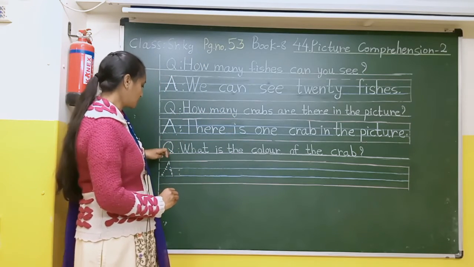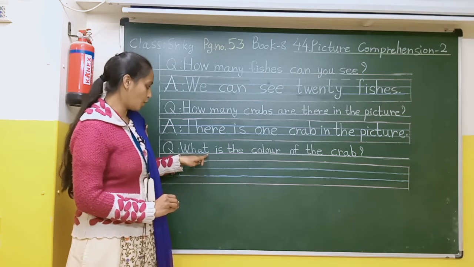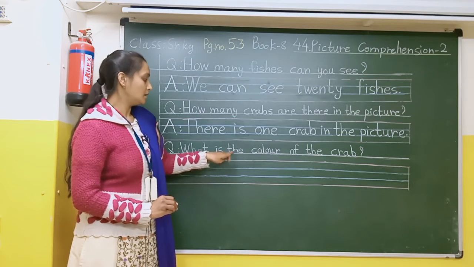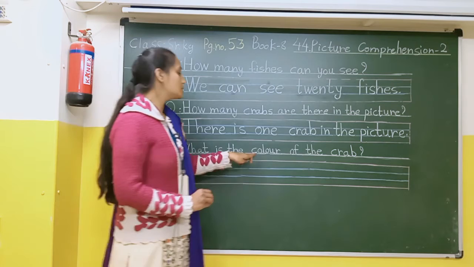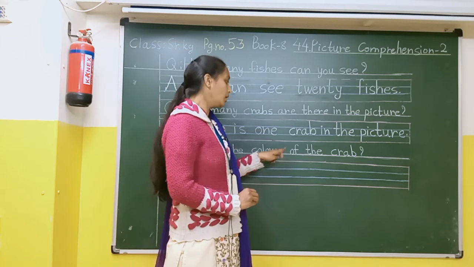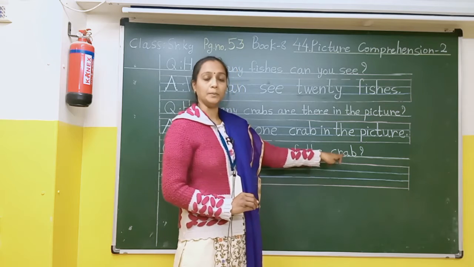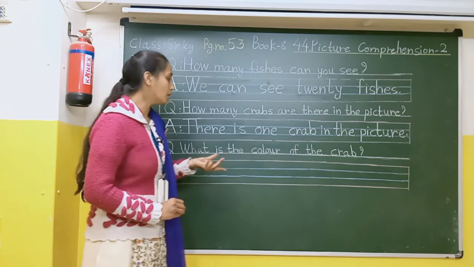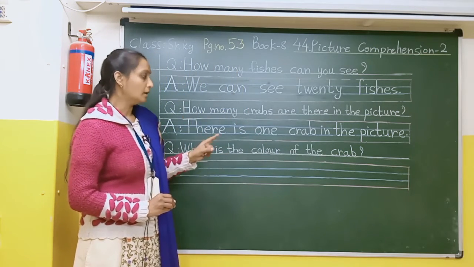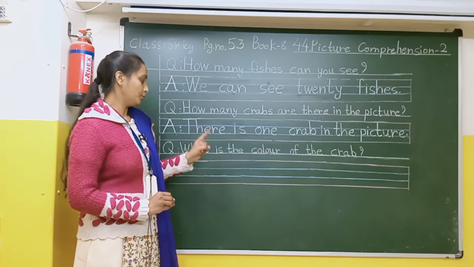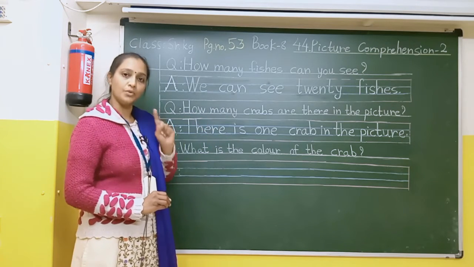After that, here there is a question. W-H-A-T, what? I-S, is. T-H-E, the. C-O-L-O-U-R, color. O-F, of. T-H-E, the. C-R-A-B, crab. What is the color of the crab? So we have to write that the color of the crab is red.